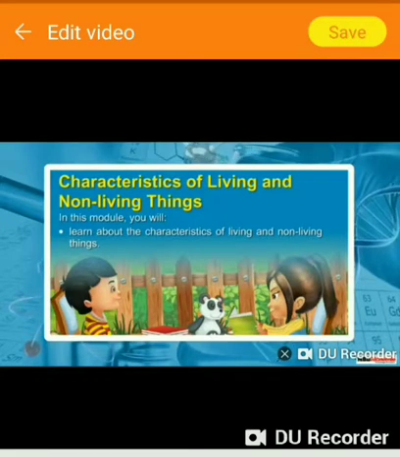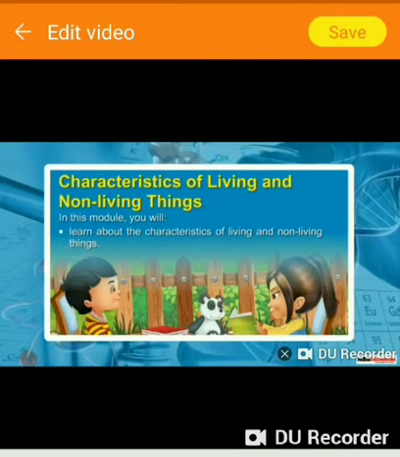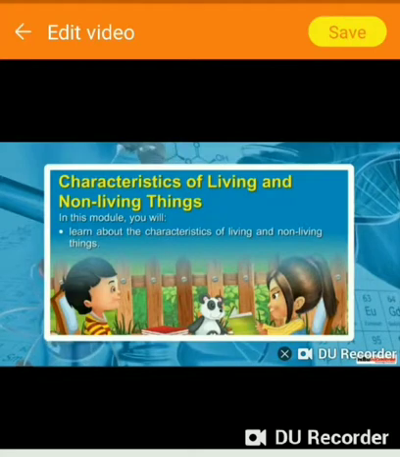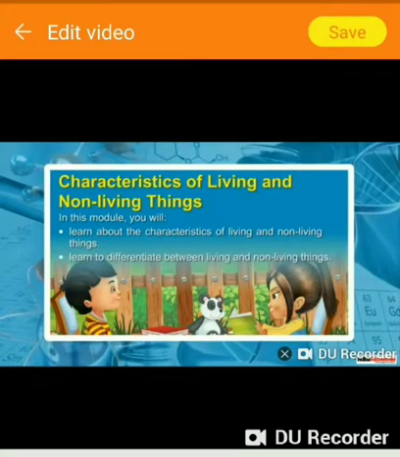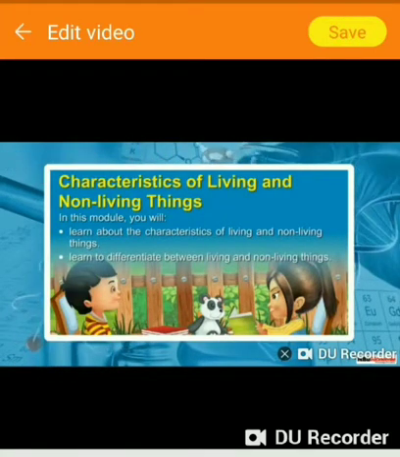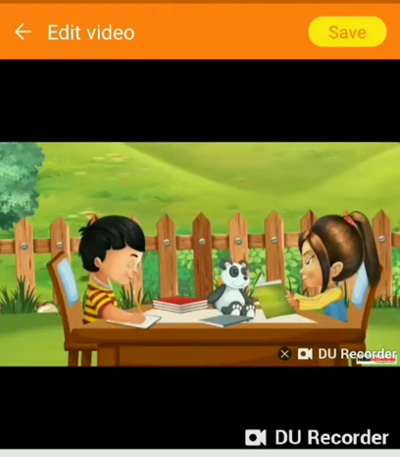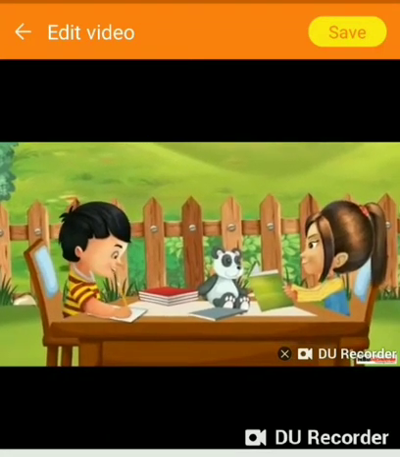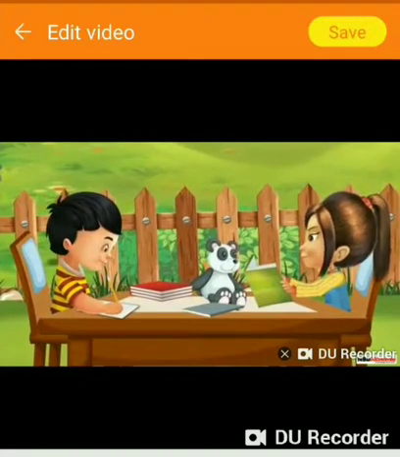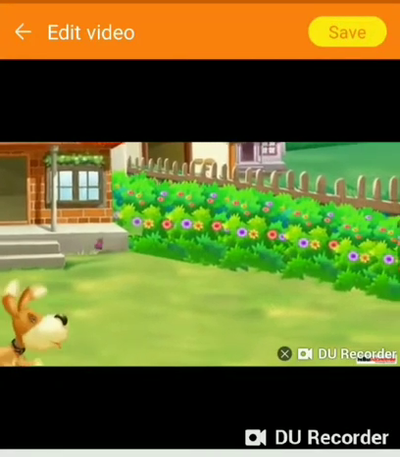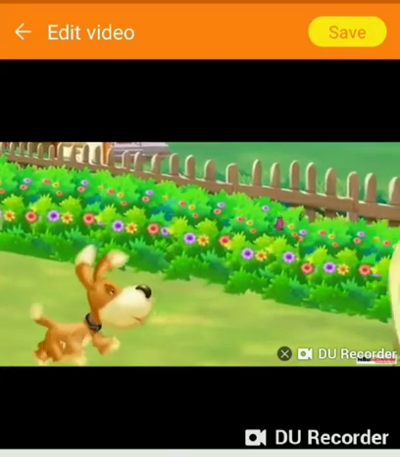Today we are going to recap characteristics of living and non-living things. We learn to differentiate between them. Sid and Alicia are sitting in their lawn and doing their homework. And their dog Diamond is chasing a butterfly.